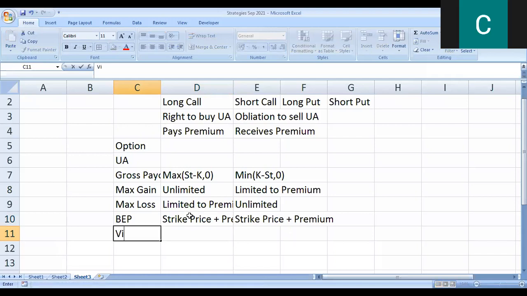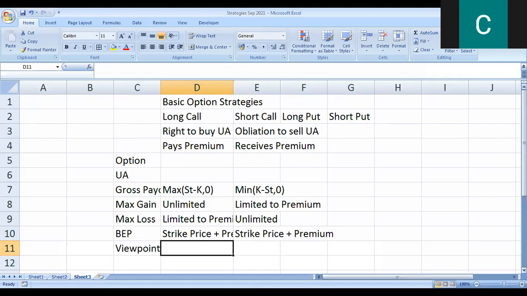So the main important thing: what is the viewpoint? When do you go for a long call position? When a significant bullish trend is expected. When do you go for a short call position? When a moderately bearish trend is expected. These are long call and short call. This is about call option.